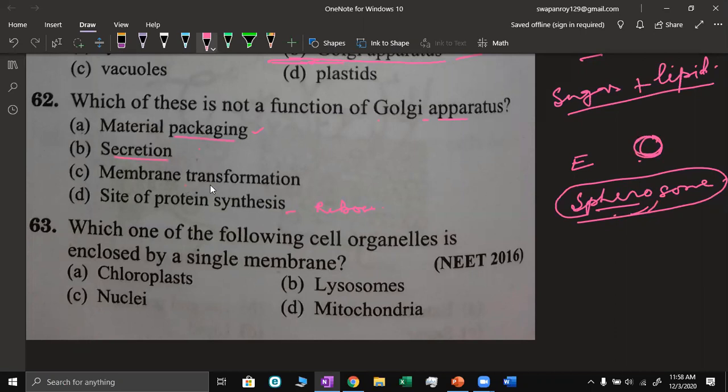And membrane transformation also takes place. Actually, this Golgi complex is a dynamic structure. Whatever is present in the Golgi complex is not permanent. The different membranes enter into the Golgi complex, and again they come out. So this is a dynamic structure. So the site of protein synthesis is not the function of Golgi apparatus.